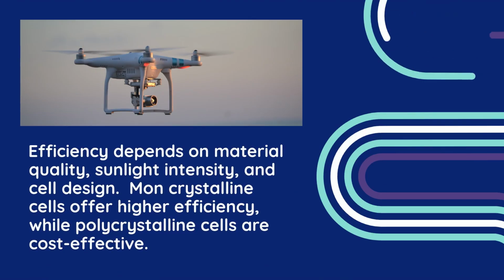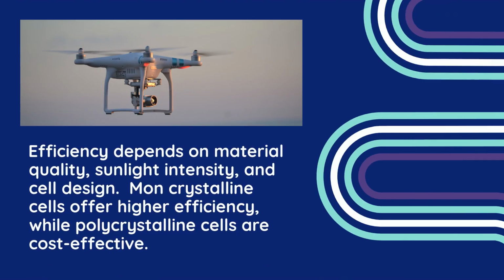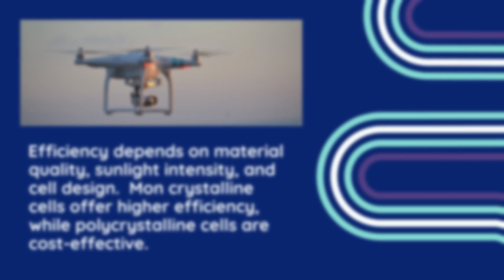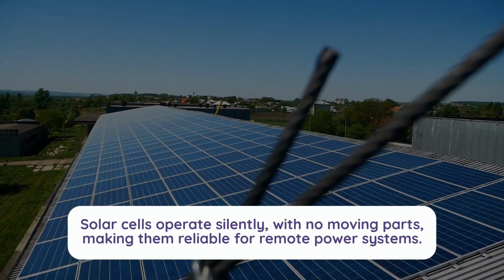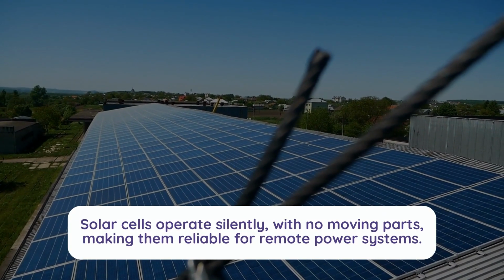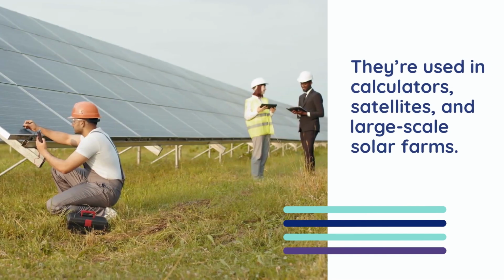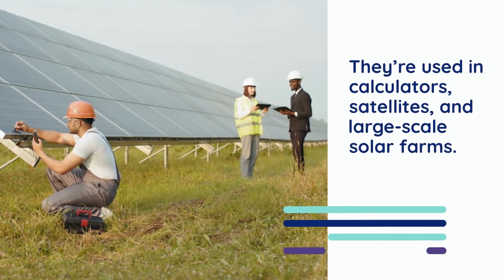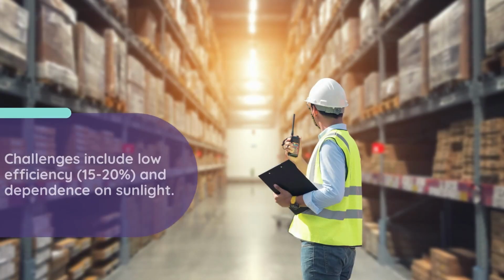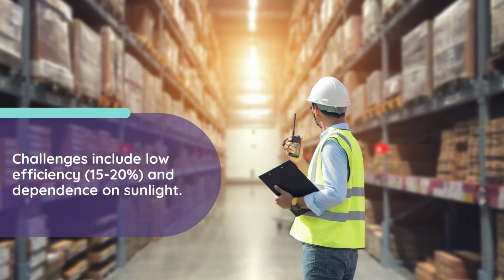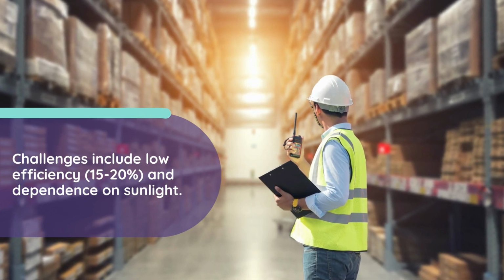Efficiency depends on material quality, sunlight intensity, and cell design. Monocrystalline cells offer higher efficiency, while polycrystalline cells are cost-effective. Solar cells operate silently, with no moving parts, making them reliable for remote power systems. They're used in calculators, satellites, and large-scale solar farms. Challenges include low efficiency, 15–20%, and dependence on sunlight.